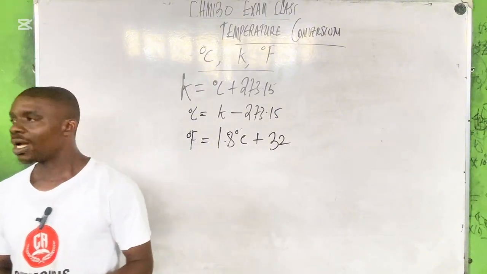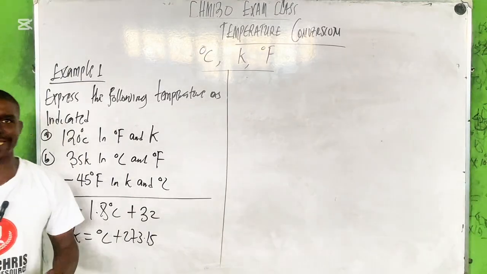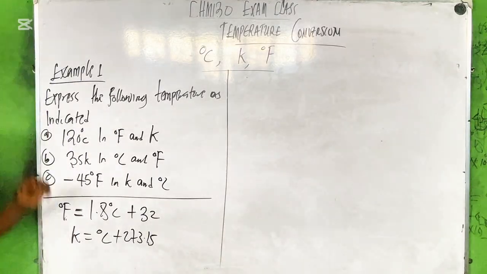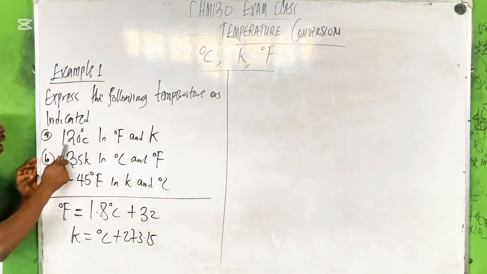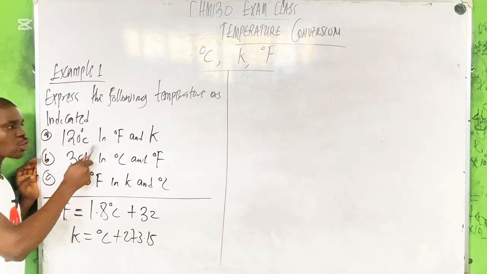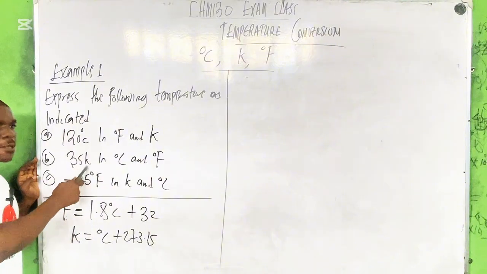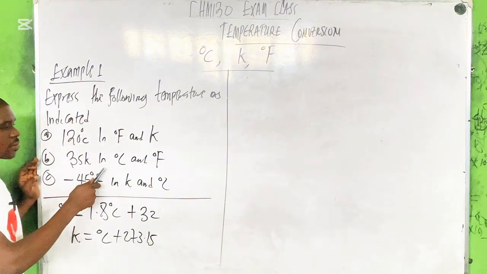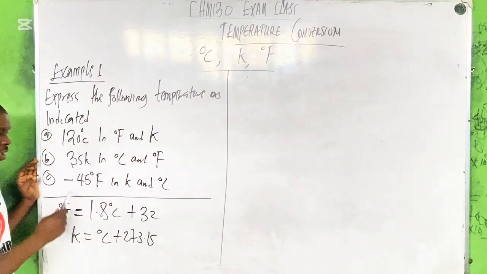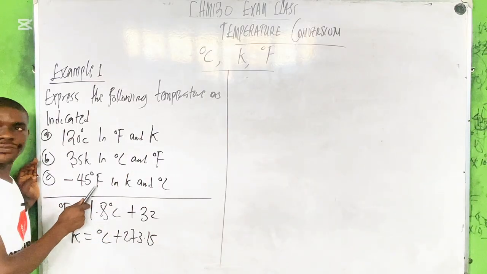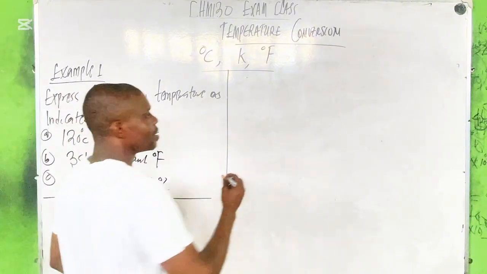Now, let's start converting so I can understand. Look at the first example here. Please pay close attention. Express the following temperatures as indicated: A, 120 degrees centigrade to Fahrenheit and Kelvin. B, 35 Kelvin in degree centigrade and degree Fahrenheit. Then we have minus 45 Fahrenheit in Kelvin and Celsius. Good. Let's solve together here.